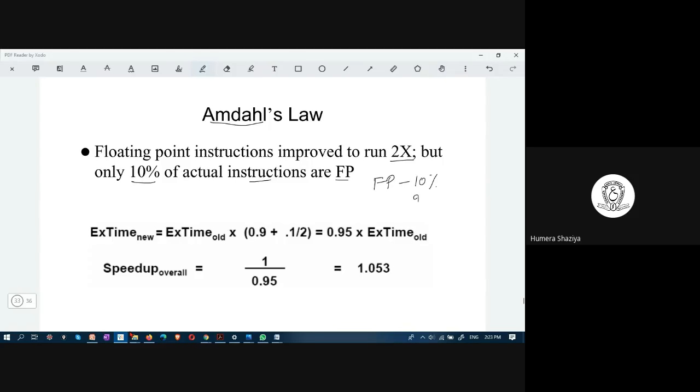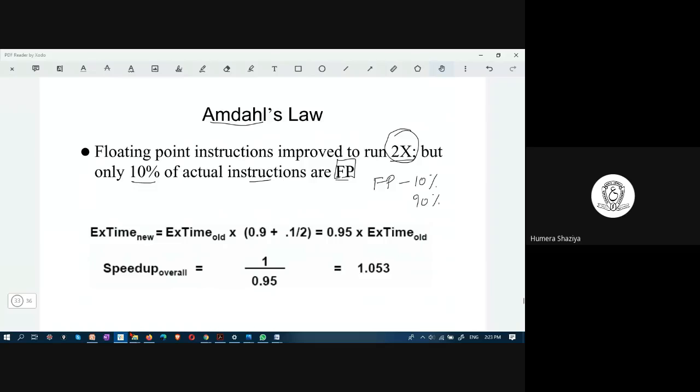Floating point is only 10%, the remaining 90% of operations were not floating point operations. In this situation, this improvement was achieved, a double improvement. But if all instructions, 100%, were floating point, then we could say whether it is achieving double the improvement or not.